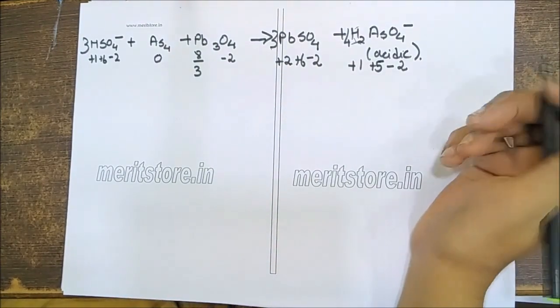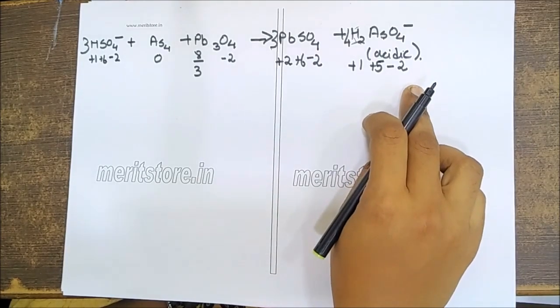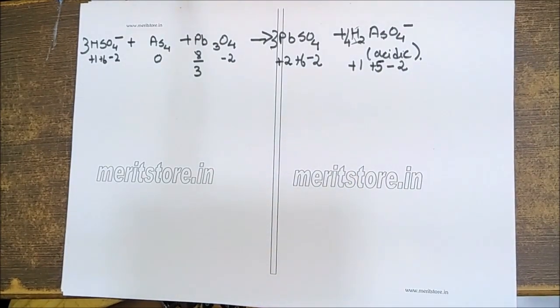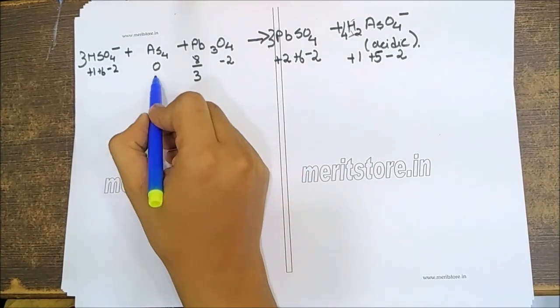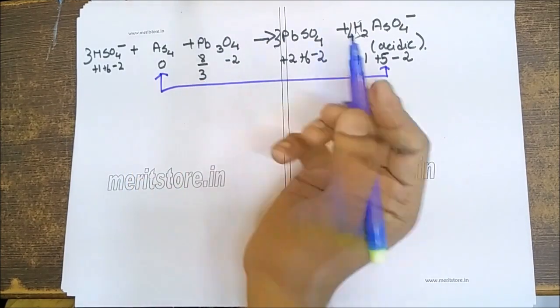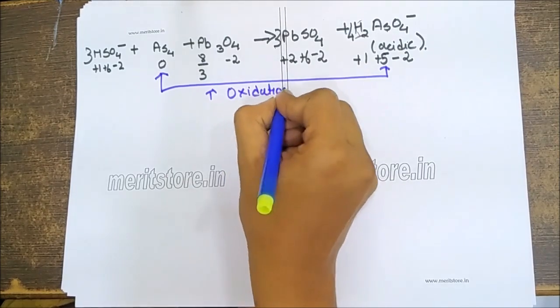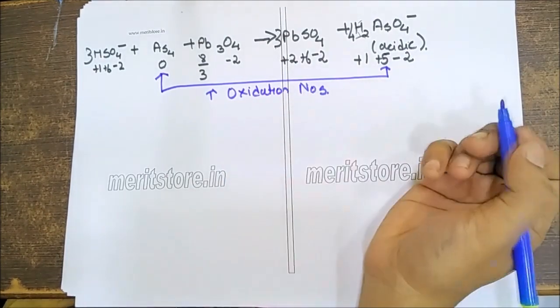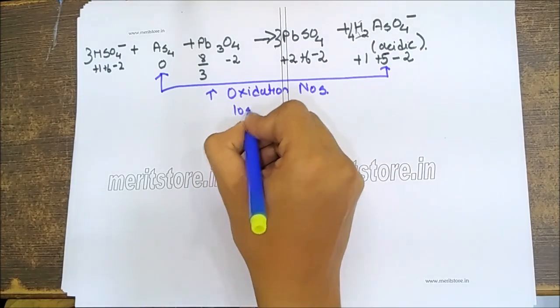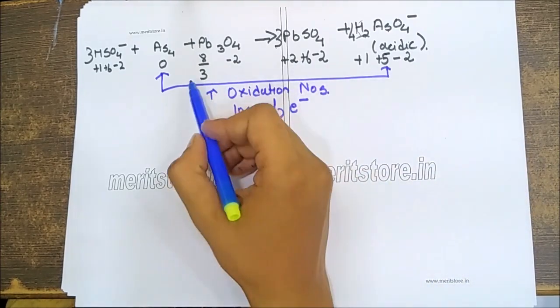So after we have assigned the oxidation number of each atom, now we need to find out what are the atoms that are undergoing increase or decrease in oxidation number. So let's continue. Look here, As has undergone increase in oxidation number. That means loss of electrons. Okay. Now look here.